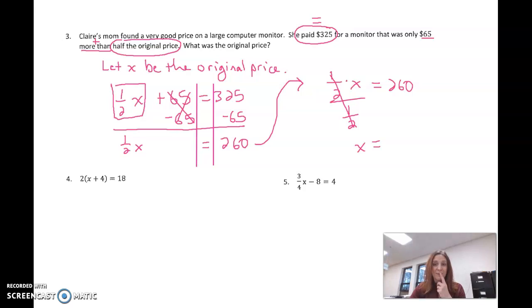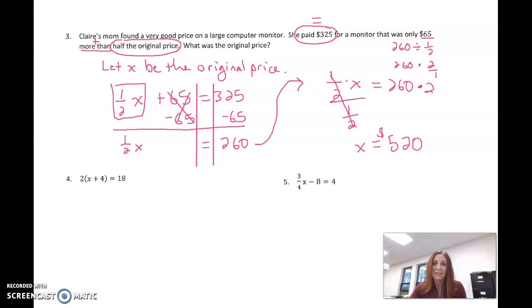Awesome. Except, if we think of dividing by a half here, remember dividing by fractions? 260 divided by a half. Keep it, switch it, flip it. So dividing by a half is really the same thing as multiplying by 2. I'll do another example down here that shows you that. Dividing is the same thing as multiplying by the reciprocal. Keep it, switch it, flip it. So 260 times 2 ends up being, looking at my cheat sheet where I did the calculations, $520.